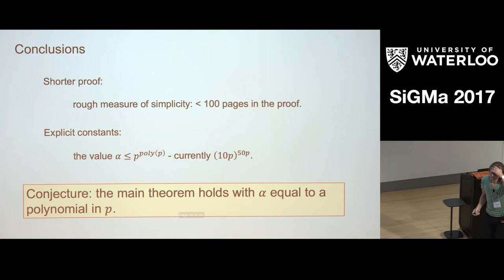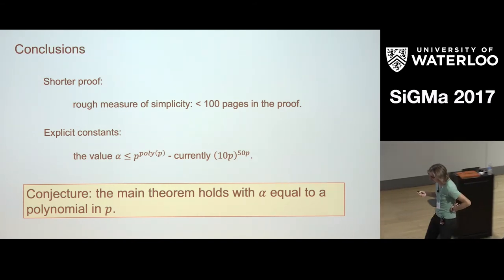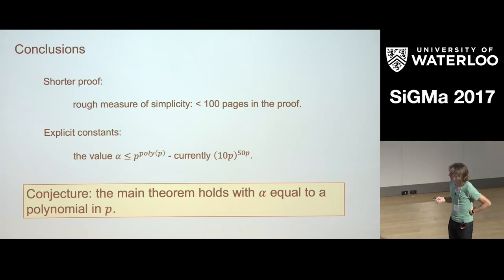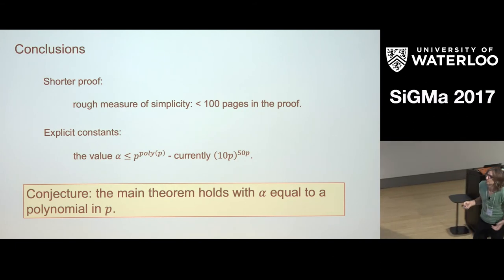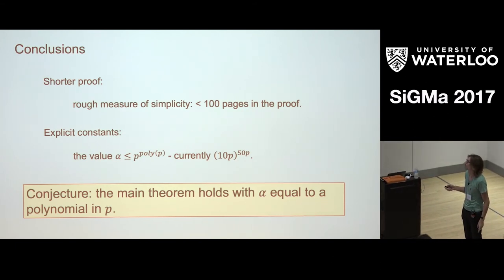And just a quick conclusion. So I said this is a shorter proof. It's hard to get a good measure of what's a shorter proof and easier proof. Maybe a rough proxy of simplicity is just the length, right? So the whole proof here is roughly 100 pages, which is less than the original proof, and it's not too bad. It's 100 pages trying to be as explicit as possible.